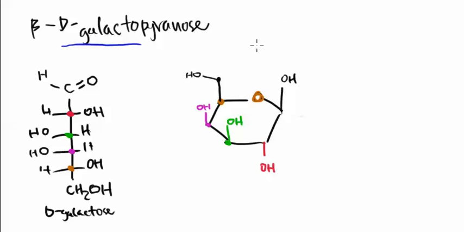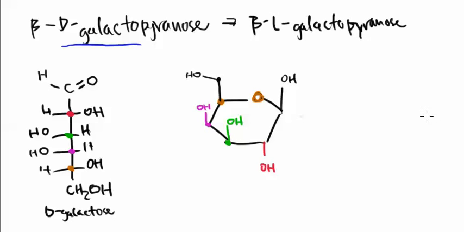Now, I want to say something here because you could see it in the assignments. What if they gave me beta L-galactopyranose? What if that was the case? Well, I would start off with a different straight chain in the very beginning. So this is D-galactose. If I was required to draw L-galactose, we said that we take the mirror image, right?